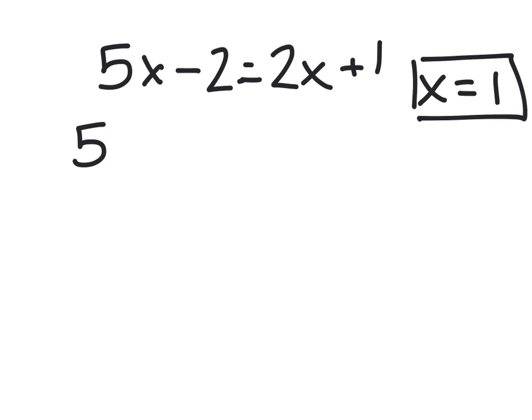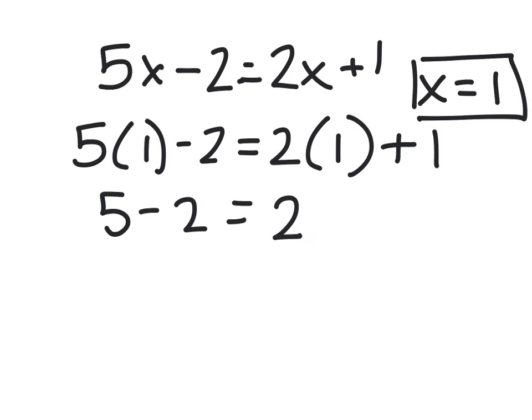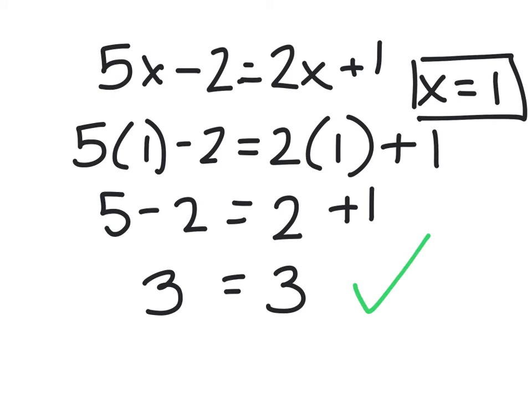So 5 times 1 minus 2 should equal 2 times 1 plus 1. I'm just going to take it step by step. 5 times 1 is 5, subtract 2. 2 times 1 is 2 plus 1. 5 minus 2 is 3. 2 plus 1 is 3. We've checked: 3 equals 3, so our equation is balanced. It is true.